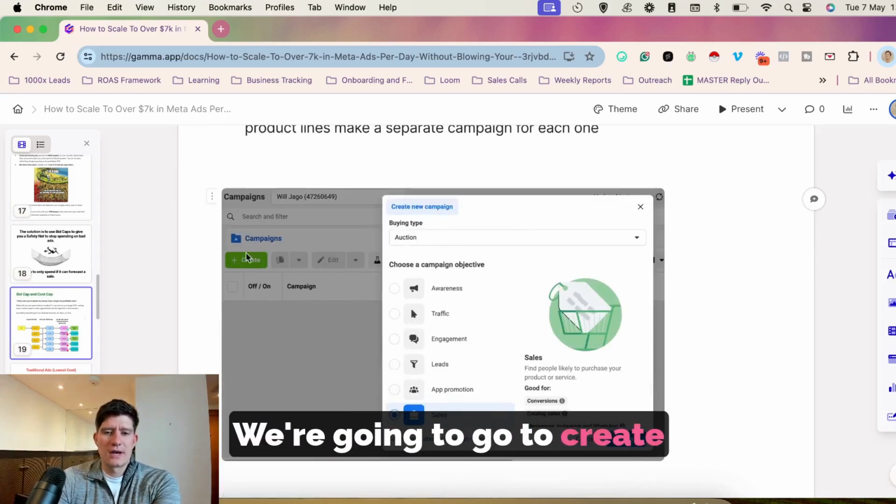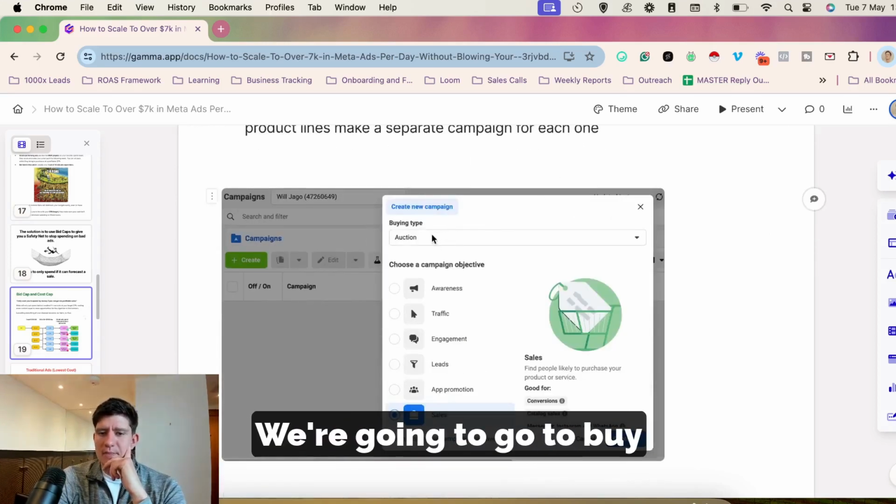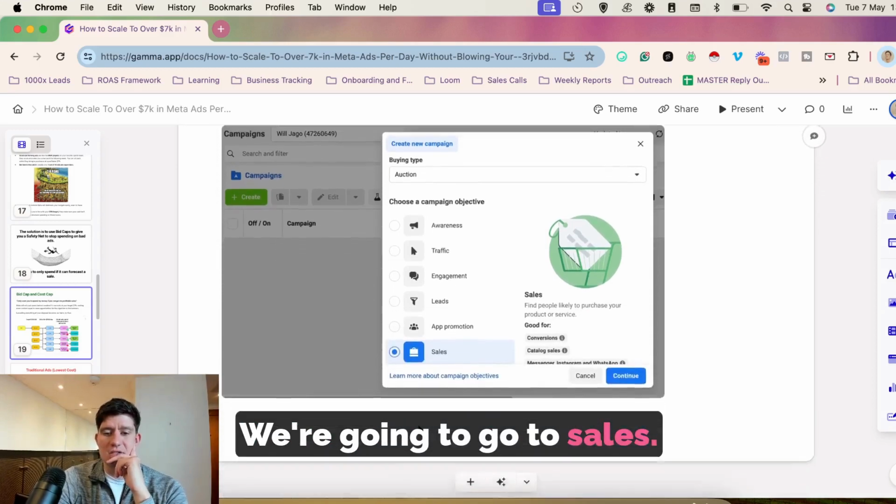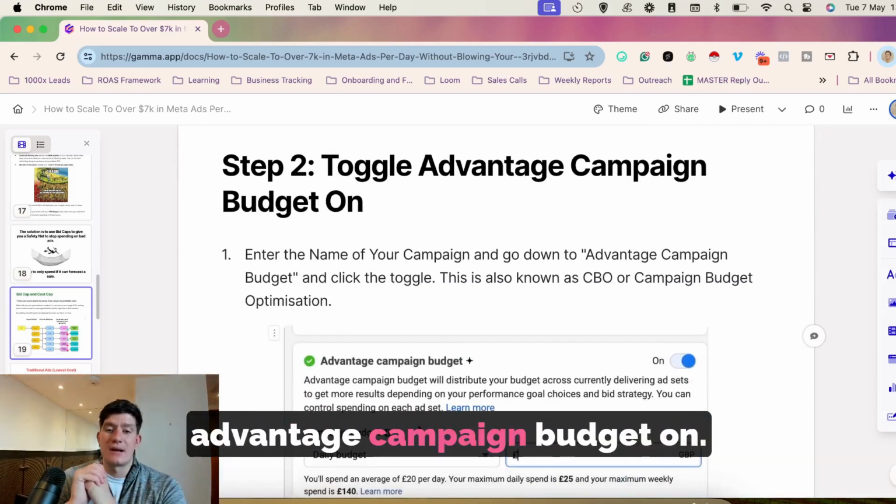We're going to go to create new in the ad account. We're going to go to buying type auction. We're going to go to sales. We're going to toggle Advantage campaign budget on.